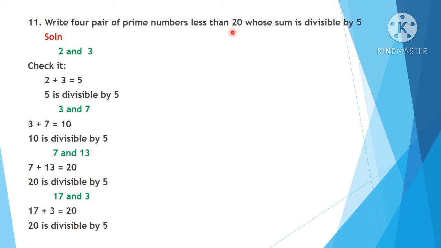So what is the condition? The numbers should be less than 20 and their sum should be divisible by 5. When you add the two numbers, you are getting one answer. That answer should be divisible by 5.